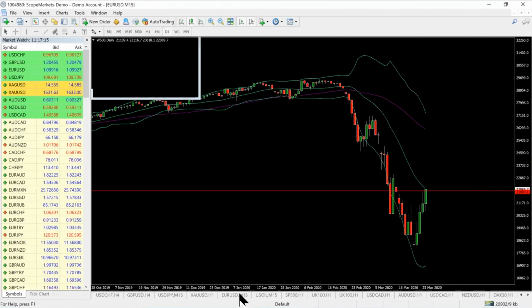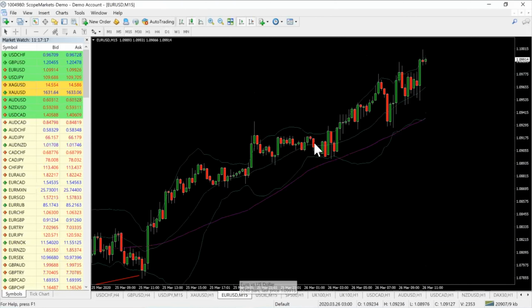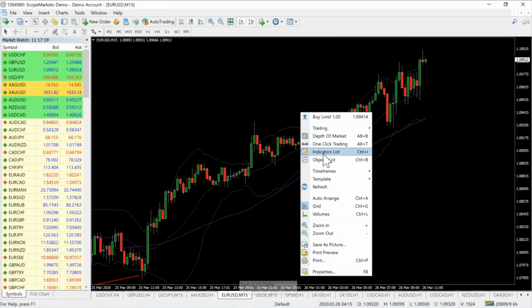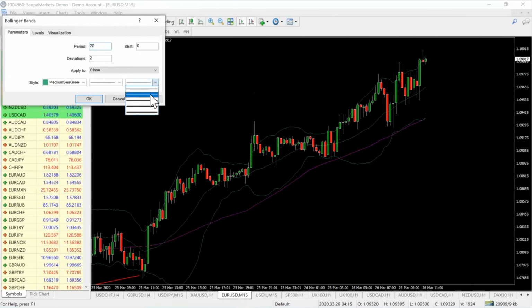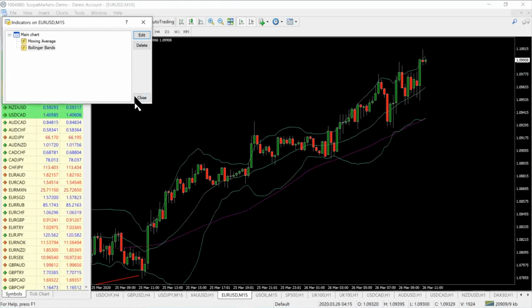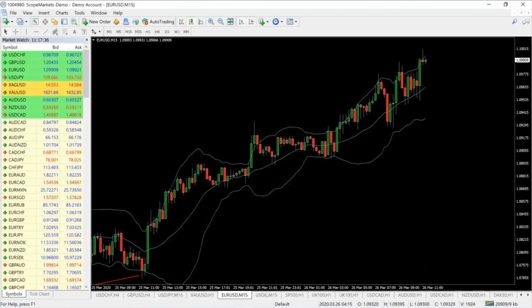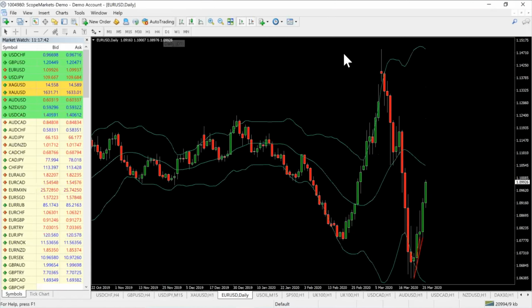Let's add it to Eurodollar. So Eurodollar with Bollinger Bands on, I'm just going to change that a little bit so you can see it slightly better. Again, we're the same, 20 periods, 2 standard deviations. I'm just going to get rid of that other moving average. Okay, so it works very similar on a currency pair.